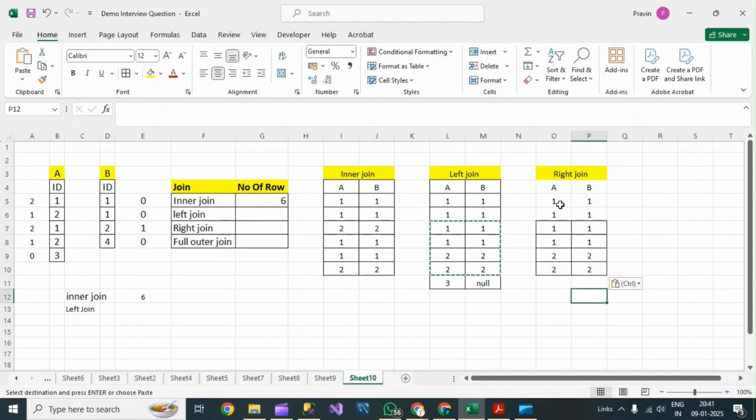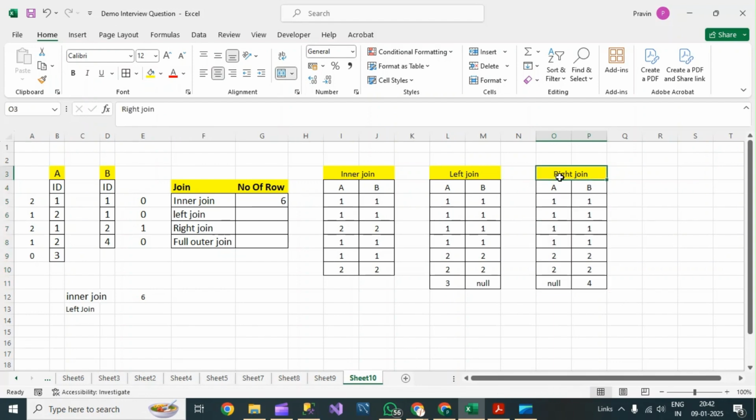Okay, so the only thing is that the key 4, if you check in the B side table, is there. This 4 is in the B side table, but it is not in the A table. But as per the definition, all the elements from the right side table, whether they match or not, will be taken into the right join. So it will take 4 with null. The only difference is that key 4 will be taken in the fourth position. Okay, so this is the output for the right join.